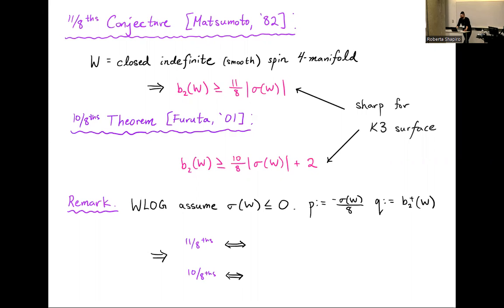Without loss of generality, we can assume that the signature is non-positive by reversing the orientation if necessary. We're going to let P be equal to minus the signature over 8, and Q be equal to b2 plus of W. And so we rewrite it that way. The 11/8 conjecture is equivalent to the inequality Q is greater than or equal to 3/2 P, and the 10/8 theorem is equivalent to Q is greater than or equal to P plus 1.